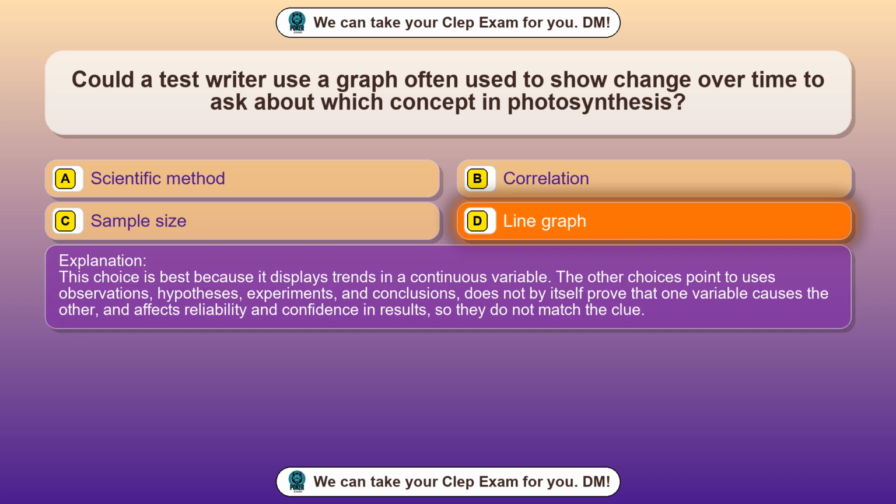This choice is best because it displays trends in a continuous variable. The other choices point to uses observations, hypotheses, experiments, and conclusions, does not by itself prove that one variable causes the other, and affects reliability and confidence in results, so they do not match the clue.